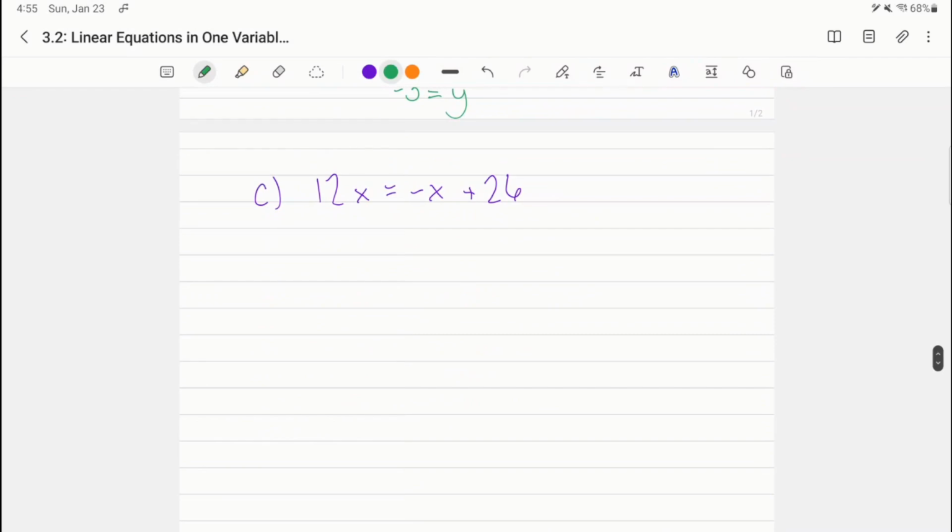And the last part for this video, we have 12x equals negative x plus 26. So in order to cancel the negative x out, I'm actually going to add x to both sides. 12x plus x, well that's 13x, equals, the negative x and positive x cancel out, leaving us with just the 26 on the right-hand side. And last but not least, to solve for x, I'm going to divide by 13. So we get x equals 26 divided by 13, which is 2. And that's it for today's notes.